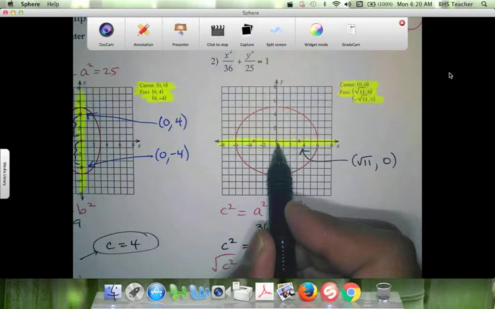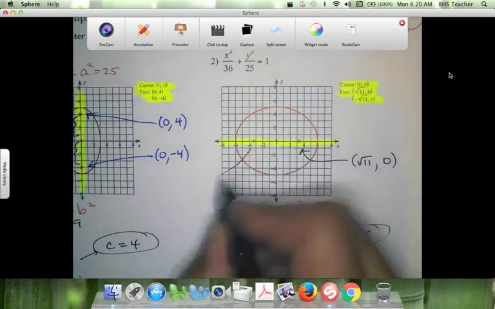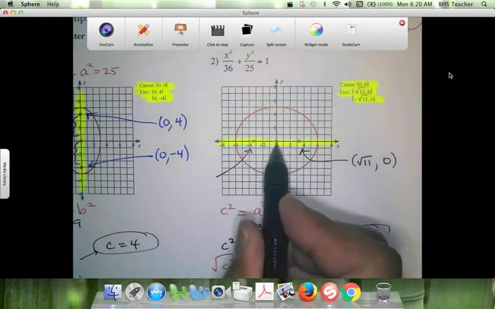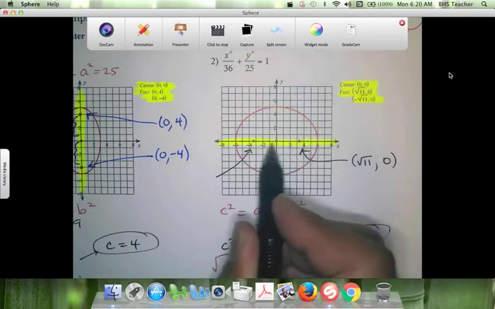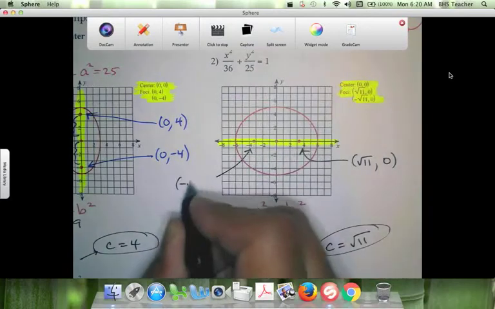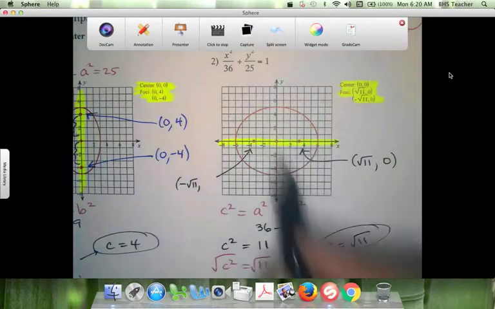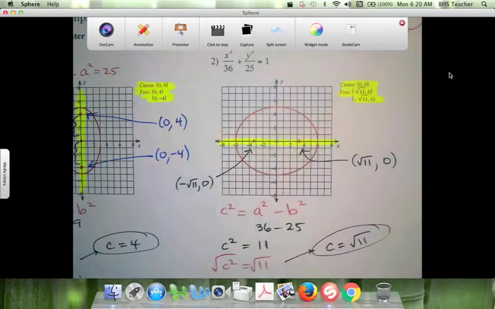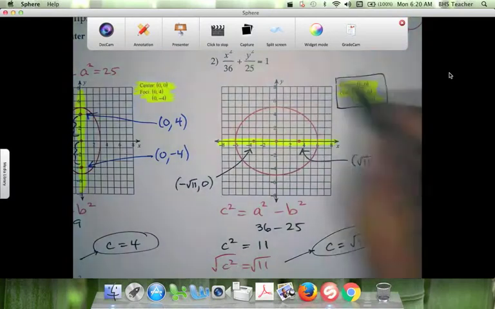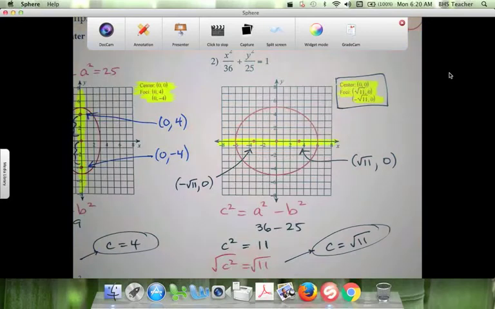Same thing for this one here. This is 0, 0, but I'm moving left and right, so in this case you're going to go negative root 11 that amount, that distance, and the y-coordinate didn't move. And that's how you get these. Okay, so those are easy. The center's at 0, 0.